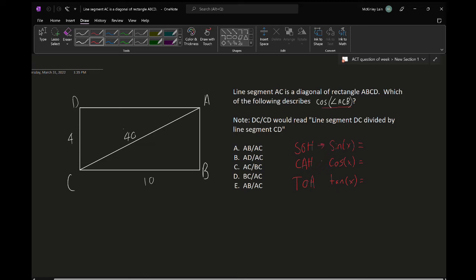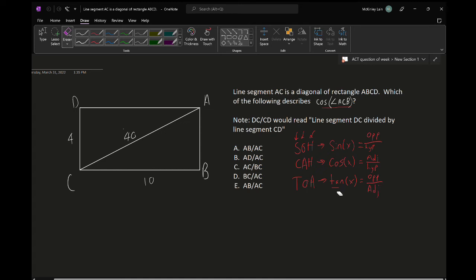What this means is we have sine, and the O means opposite over the H means hypotenuse. In cosine, we have in CAH, we have the C for cosine, A is for adjacent, H is for hypotenuse. Then we have TOA, where the T is for tangent, O is for opposite, and A is for adjacent.